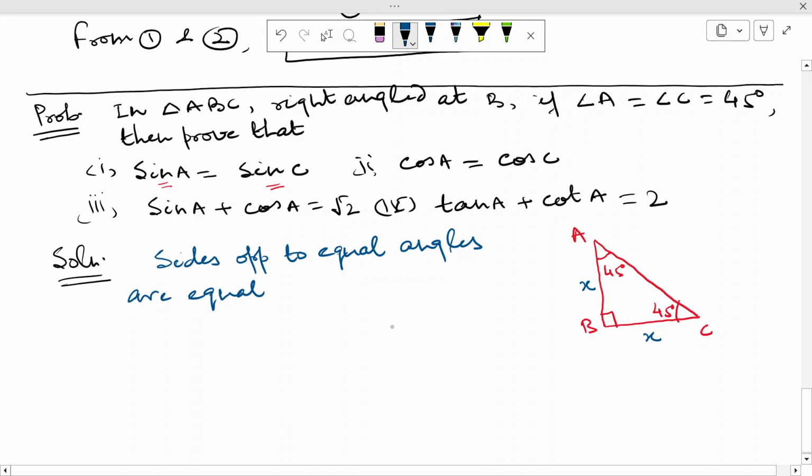So here you can mark that let AB is equals to BC is equals to x. Why are AB and BC equal? Because they are sides opposite to equal angles. So, you are having AB is equals to BC and we are assuming that this is x.